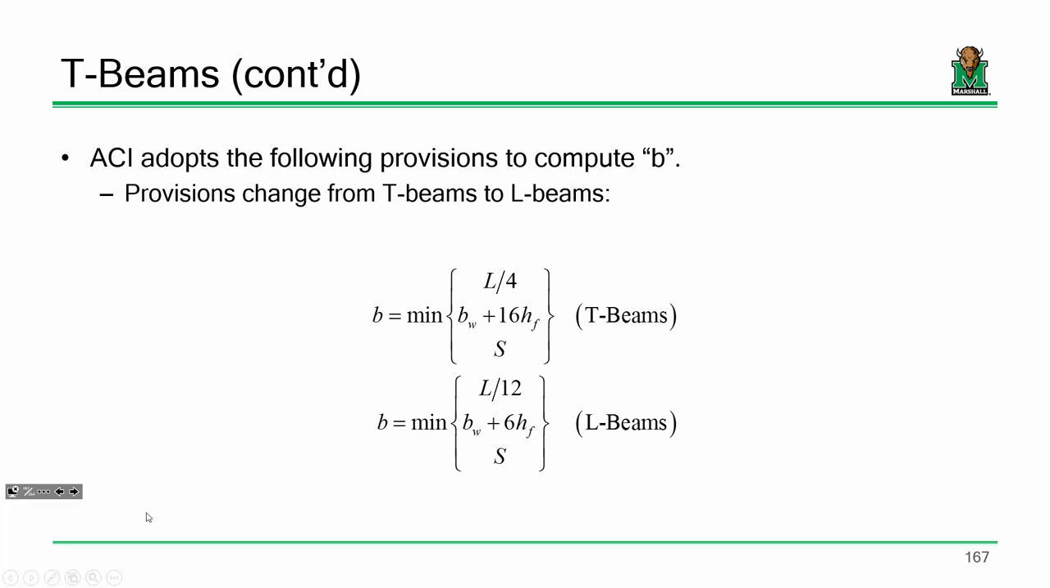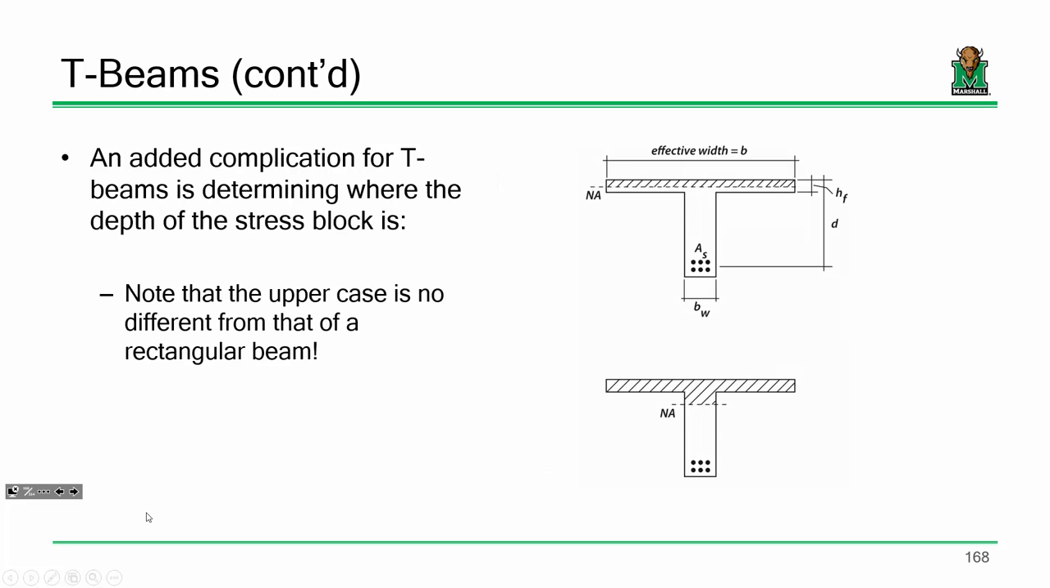purely by coincidence. For T-beams, we take our effective flange width as the minimum of these three values: the length over 4, the girder spacing, or the web width plus 16 flange thicknesses. It's pretty plug and chug. For L-beams, the limits are a little different, but in the end, it's the same philosophy. Again, L-beams are the ones on the end.